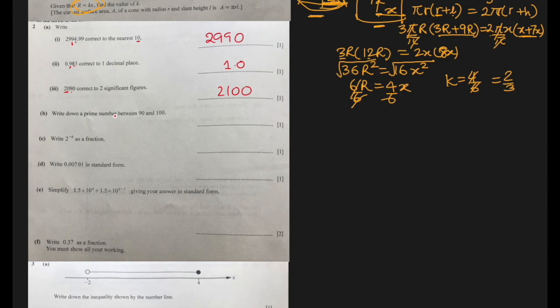Two significant figures. Write down a prime number, a prime number between 90 and 100. We know that except for 2, every prime number is odd number. So let's write all odd numbers between 90 and 100.